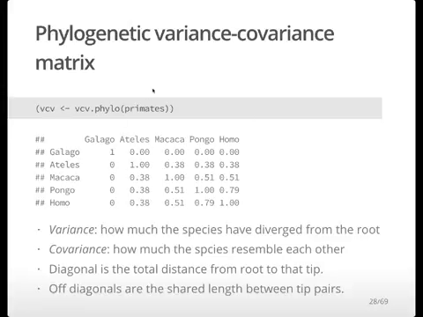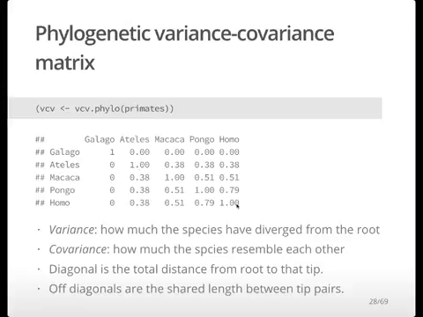And so where does this name come from? The variance is a measure of how much the species have diverged from the root. So essentially the time to the tip for each one, and that's down the diagonal. For this tree, we have a total height of 1, and all the tips line up, so these values are all 1. From Galago to Galago, the whole distance to that tip is 1 unit. And then from the root, yeah, exactly, from the root to the tip.